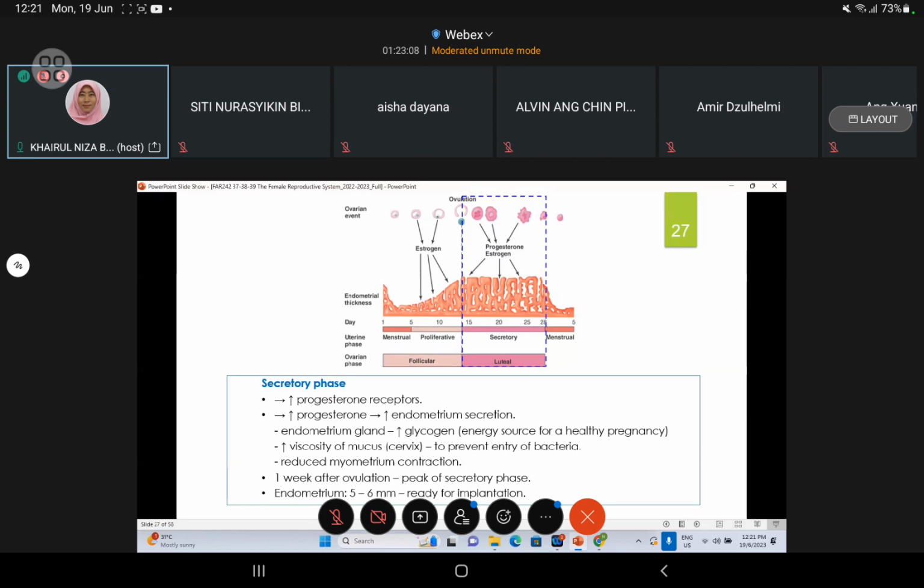Viscosity of mucus in the cervix also is increased, and this is to prevent entry of bacteria. And also, to actually assist in implantation or pregnancy, there is reduced myometrium contraction. Okay, 1 week after ovulation would be the peak of the secretory phase. Endometrium is between 5 to 6 millimeter, which means that it is ready for implantation.